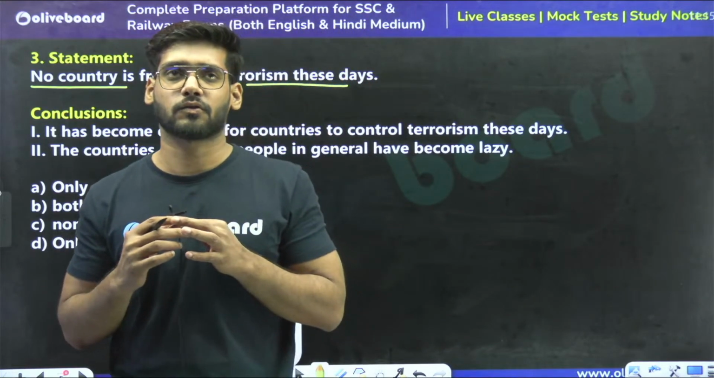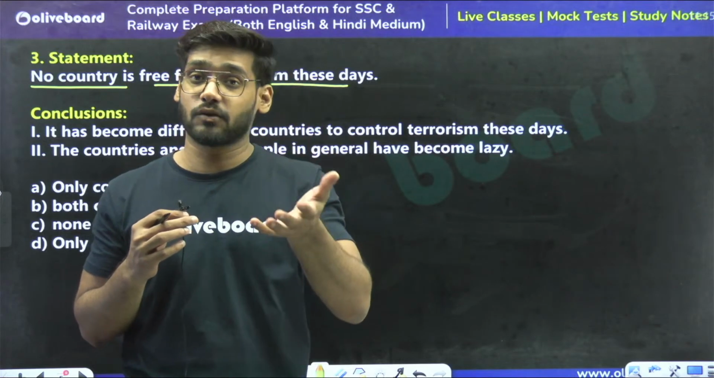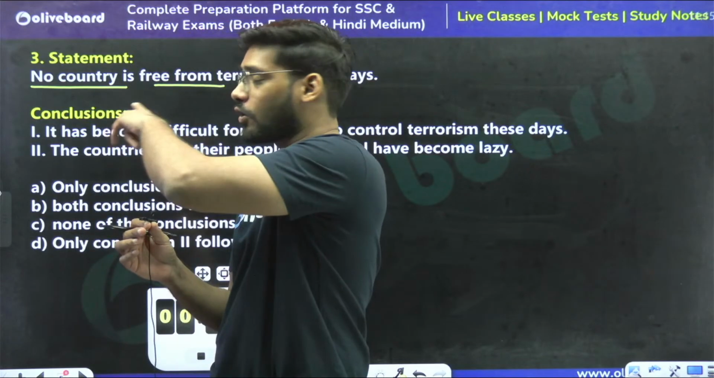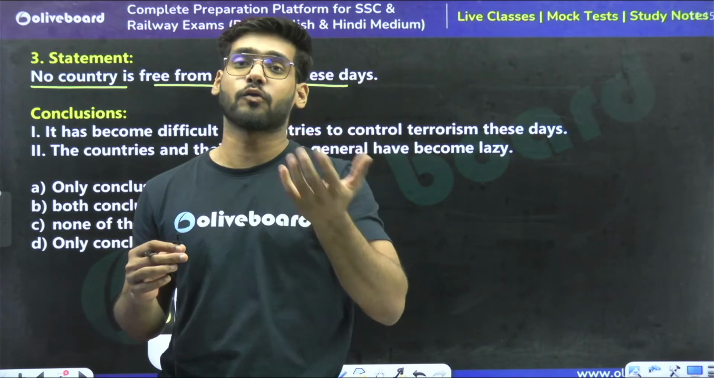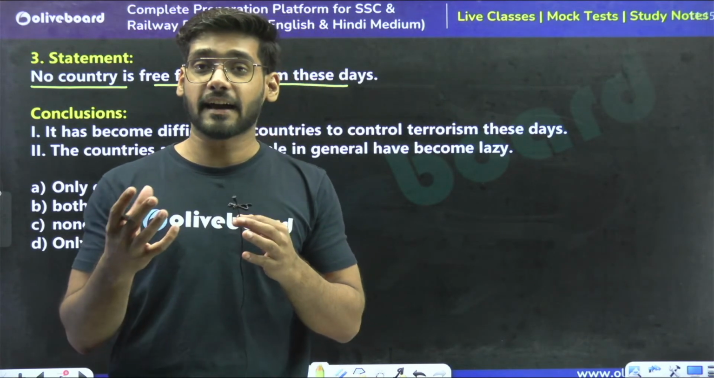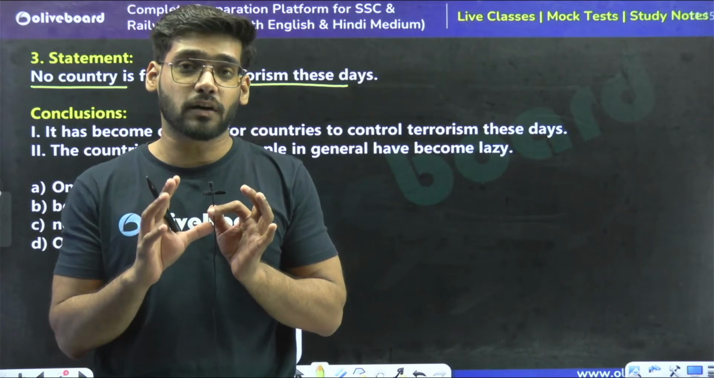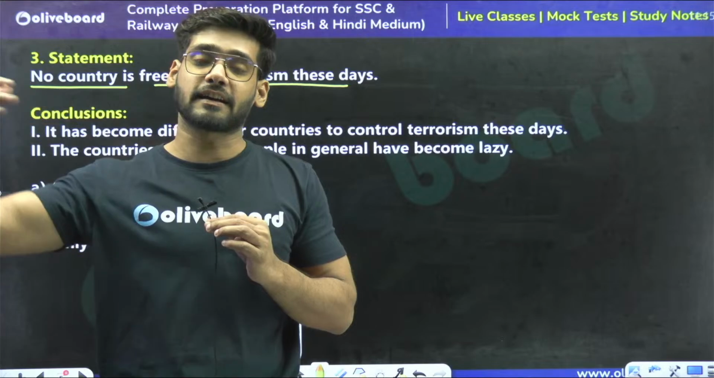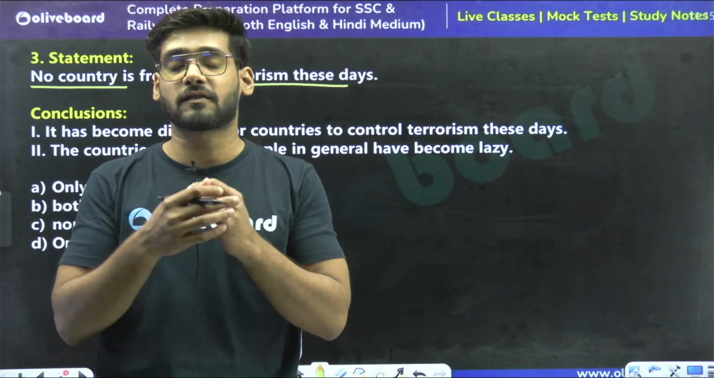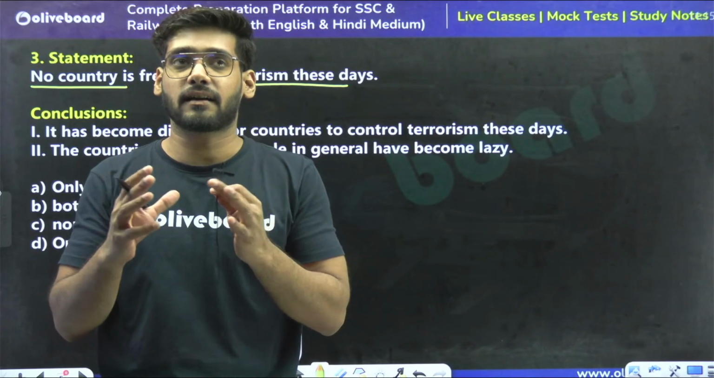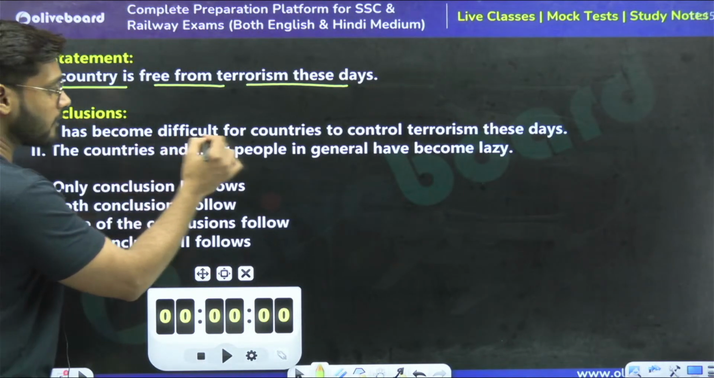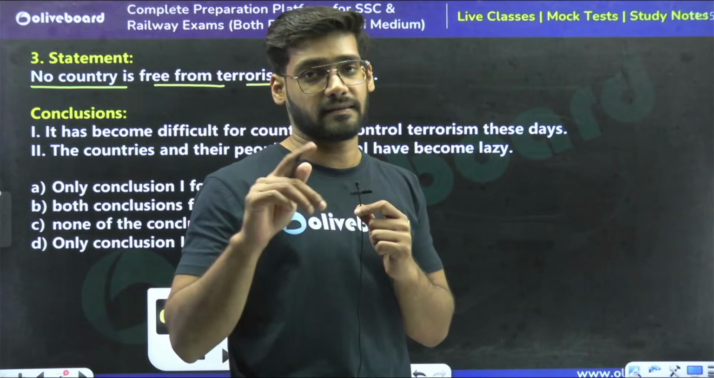We can make some possible conclusions. If no country is free from terrorism, then advanced countries like the USA are also included. That is the most advanced country, and they have each and every modern thing. If they are also not free, why? It means they are not able to control terrorism. They have increased the security, they have increased everything, but still they are not able to control the terrorism which is spreading like a wave. So it has become difficult for countries to control terrorism these days. Yes, this can be the conclusion.